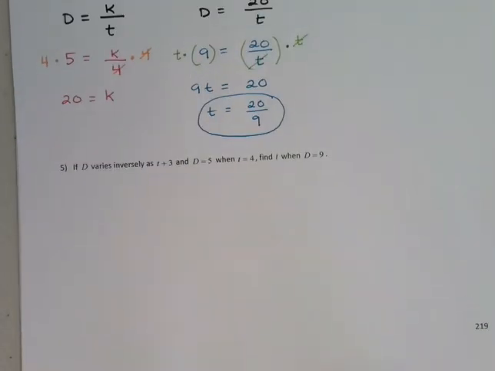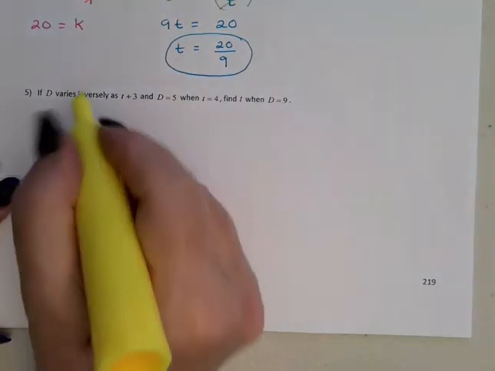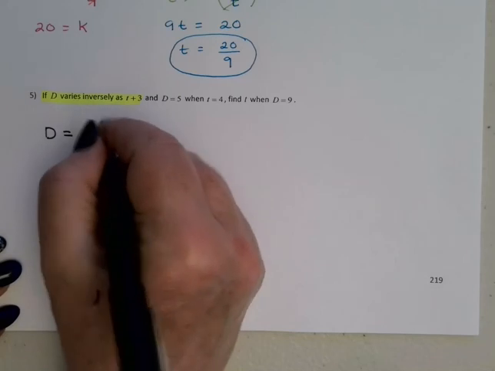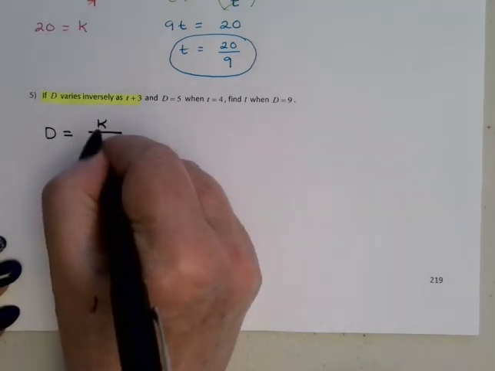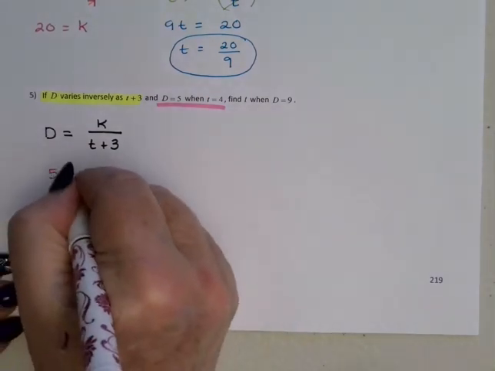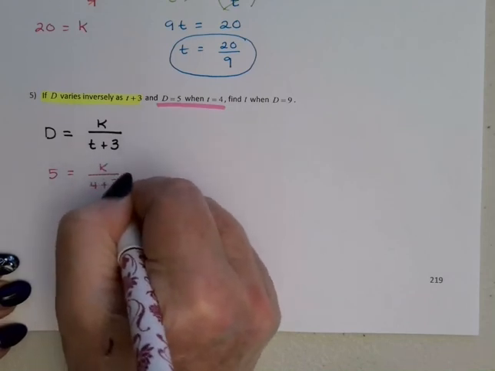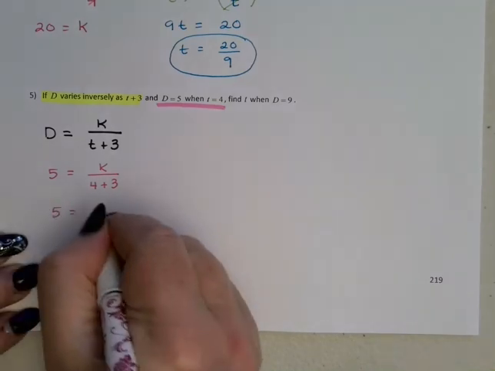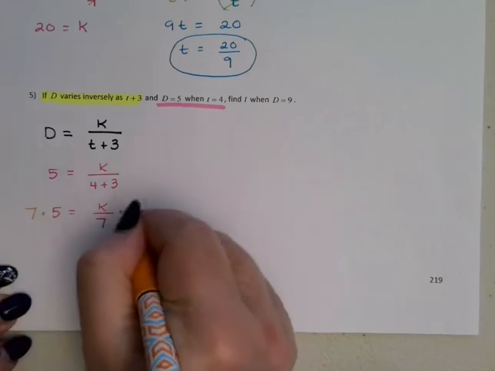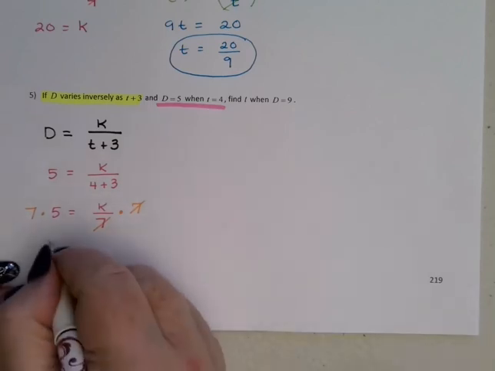This time, d varies inversely as t plus 3. So d equals, inversely, so k divided by t plus 3. We once again have d being 5 when t is 4. So we'll plug those values in. That says 5 is equal to k divided by 7. And I'll just clear the fractions multiplying both sides by 7 to find that 35 is equal to k.